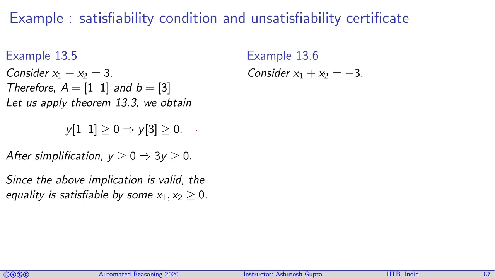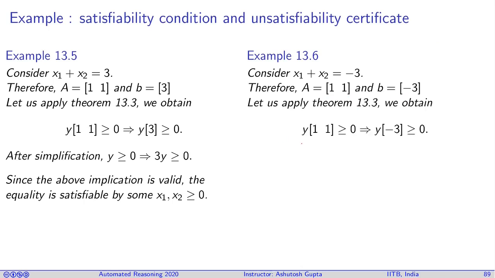Let's look at the opposite condition, where you can clearly see that x1 plus x2 equals minus 3 has no solution such that x1 and x2 both are greater than or equal to 0. So how does this theorem fare in this case? You have A is 1 1 and b is minus 3. Let's try to apply this theorem. Is there a y which violates this statement?